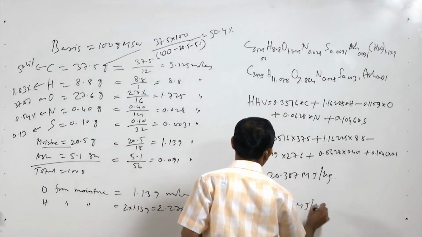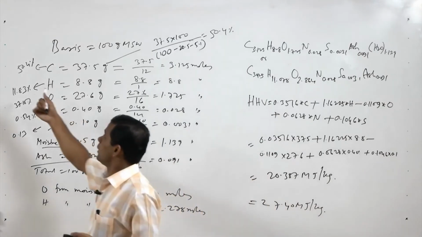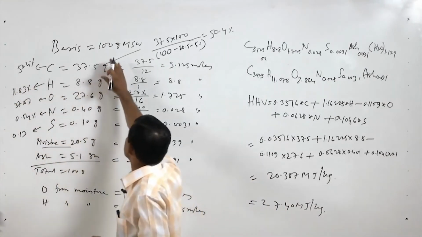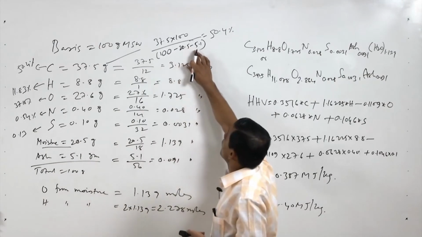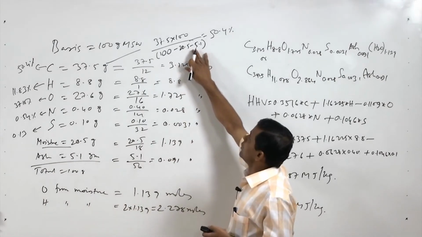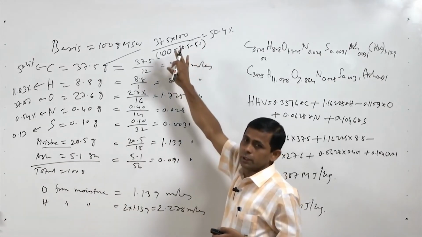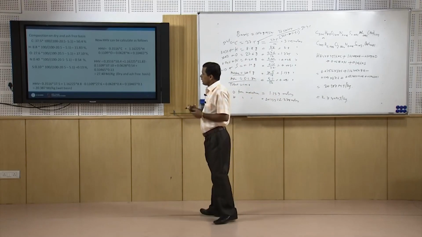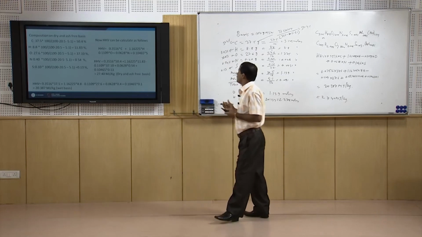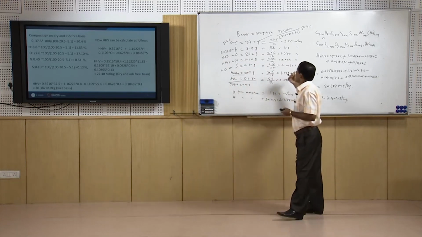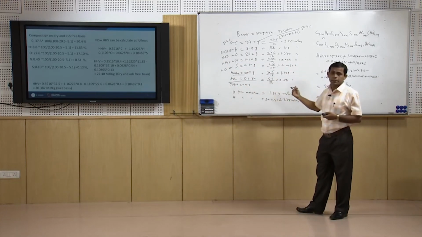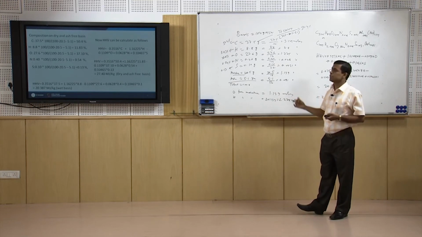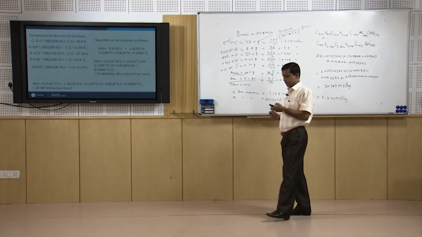megajoule per kg. Similarly, we can calculate on dry basis. In that case, we will remove the 5.1 from here. That will give only dry basis, not dry and ash-free basis. So, whichever way the question comes, the HHV may be asked to be determined on dry basis, wet basis, or dry and ash-free basis; this way it can be solved.